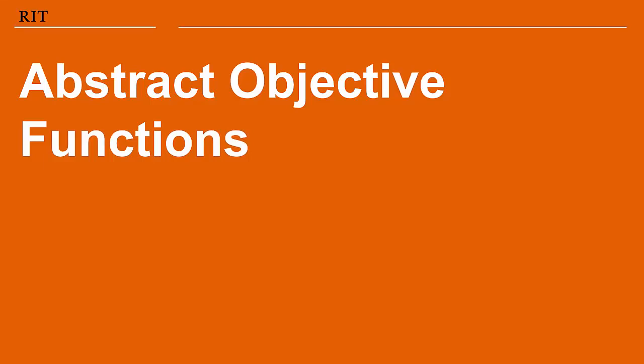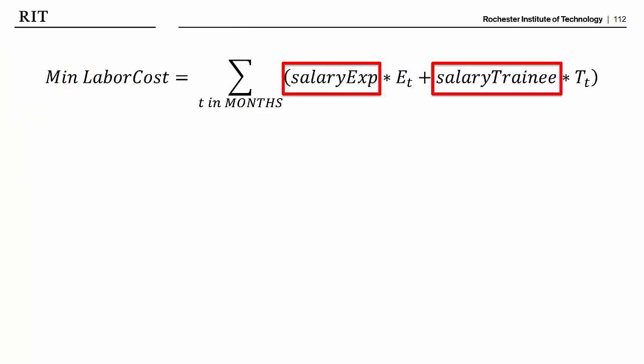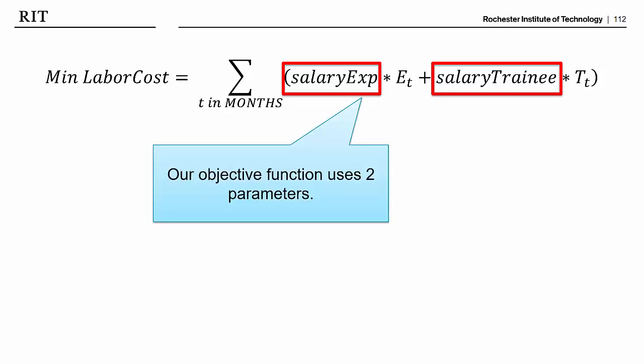So this is our first look at abstract objective functions. If we take a closer look at this objective function formulation, we see that it has quite a lot going on in it. First, we see that there are some parameters being used. We're using the salary EXP and the salary trainee parameters.